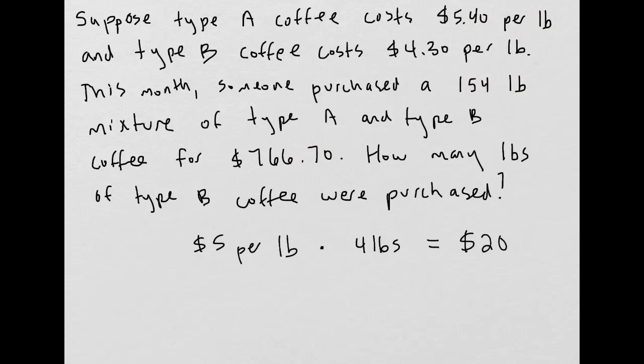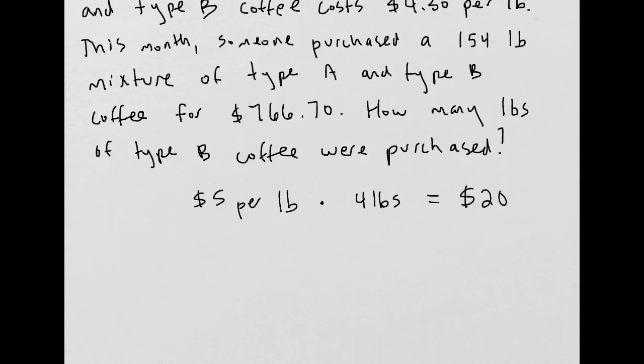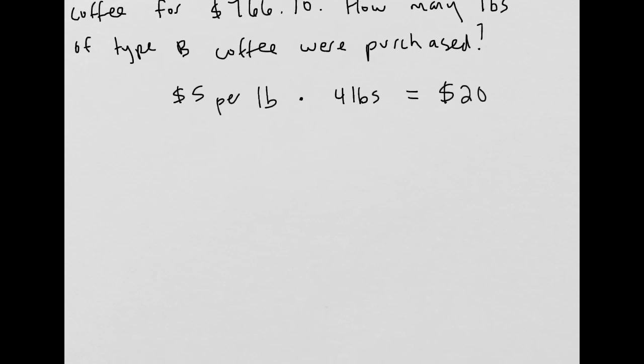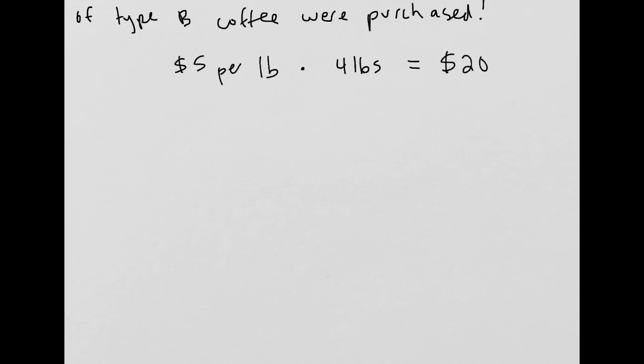So notice that we've just come up with a relationship that relates our three kinds of units. If I take dollars per pound times the number of pounds, that gives me the number of dollars. So the first step when we're doing a word problem like this is I want to come up with an equation that relates our three units together. In this case, it's going to be dollars per pound times the number of pounds equals the number of dollars.